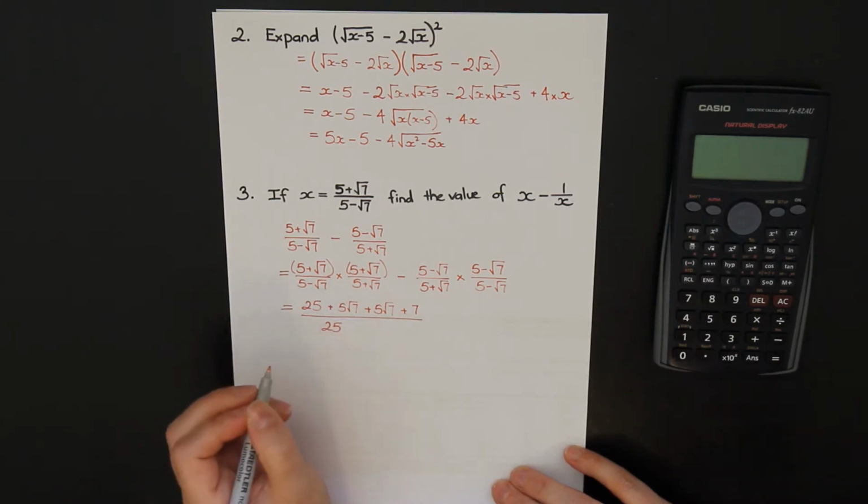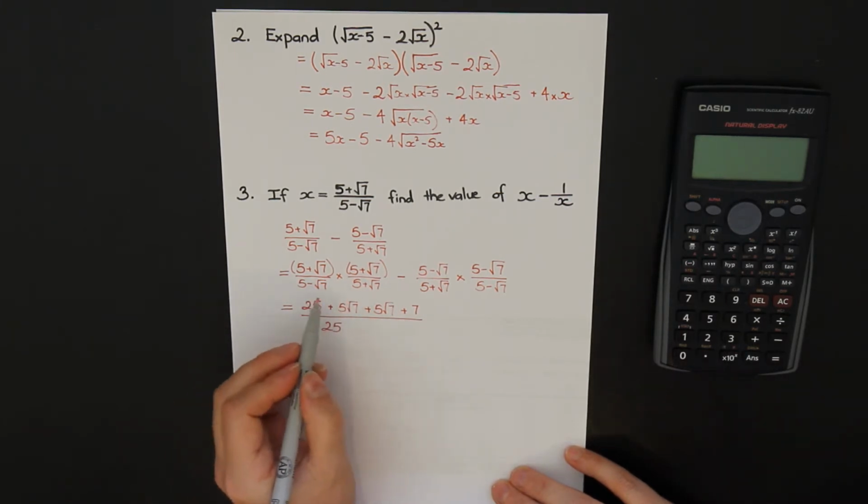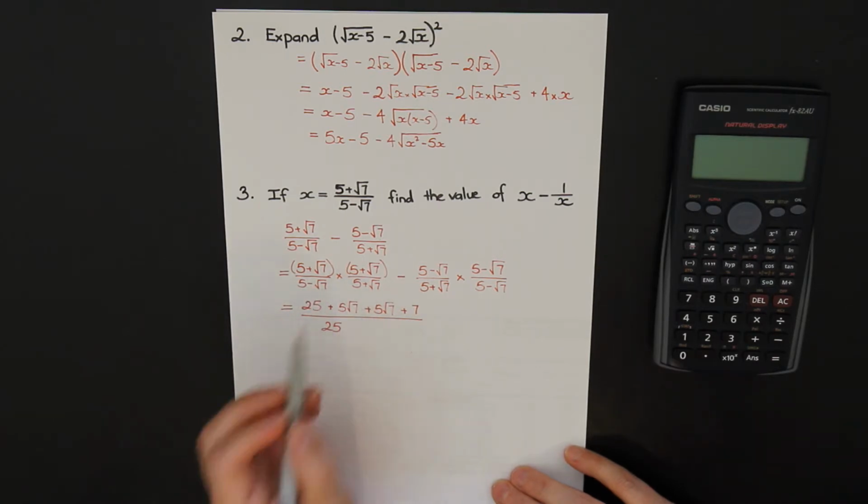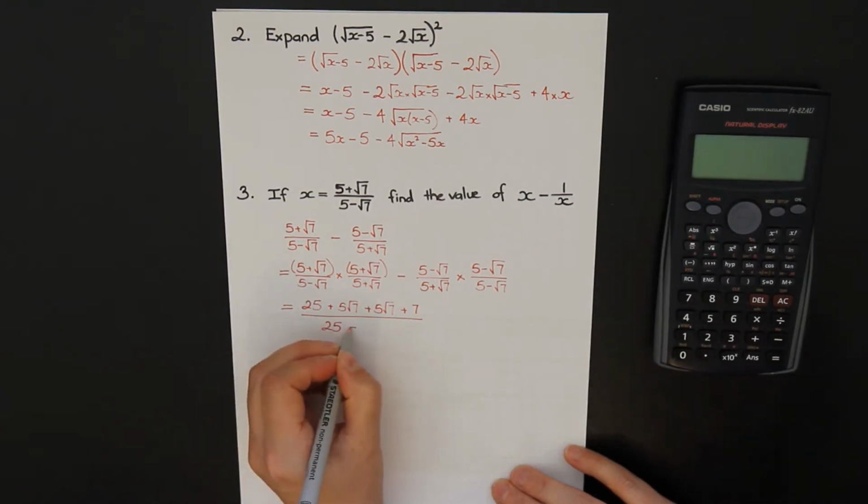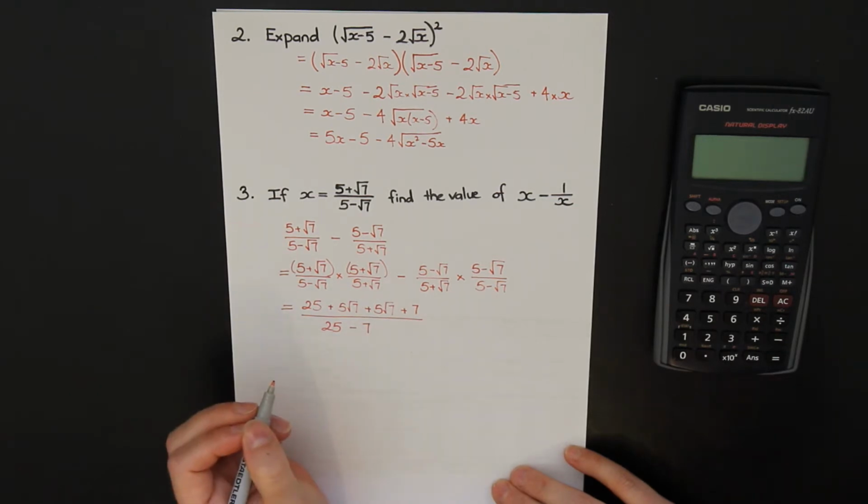Now the reason we multiply by the conjugate is because we know the middle two terms of our expansion will cancel out. So we can skip those and go to the last terms. Minus root 7 times plus root 7 means I will get a minus 7 because the square root signs cancel out.